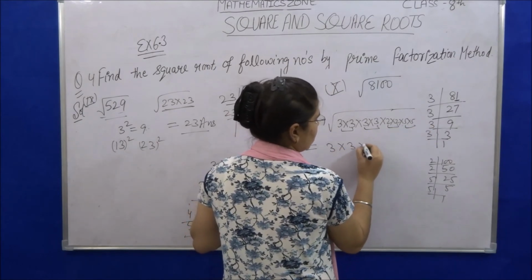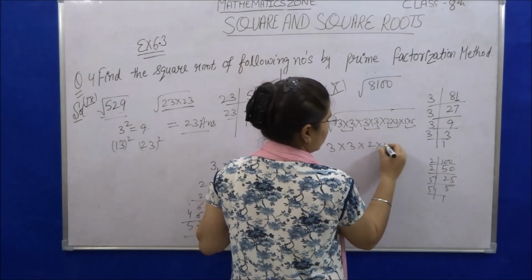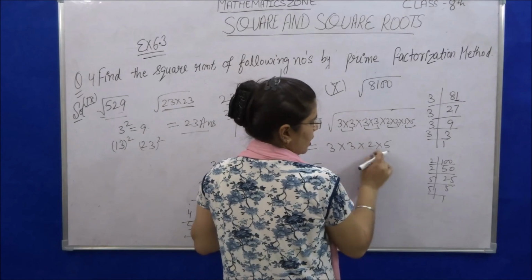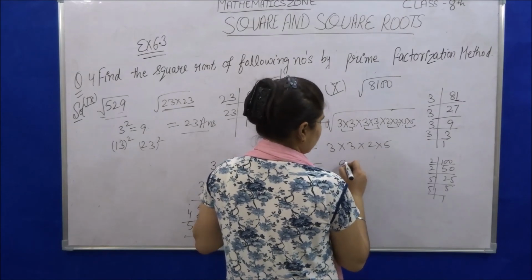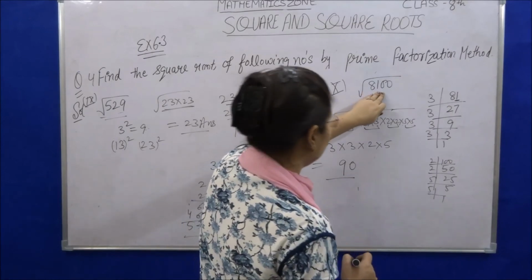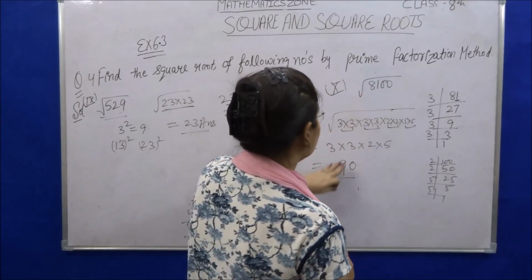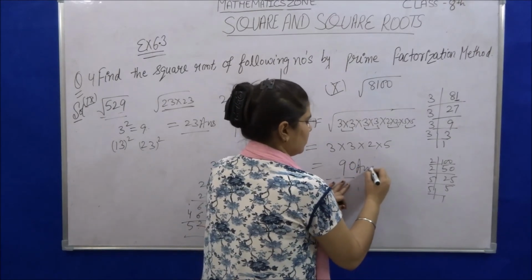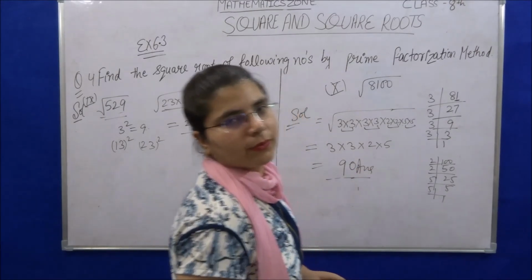That will be 3 multiplied by 3 multiplied by 2 multiplied by 5. 5 2s are 10, 3 3s are 9. 9 multiplied by 10 will be 90. So the square root of 8100 will be 90. So this is our answer. That's all.